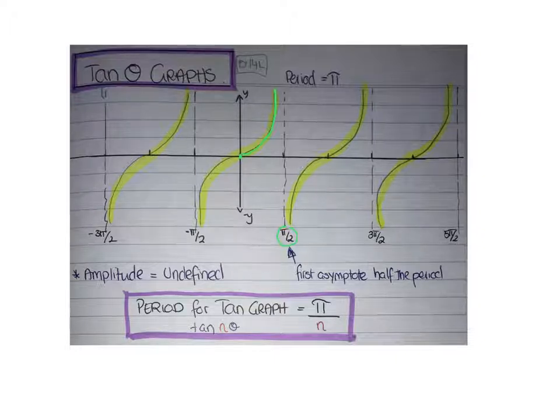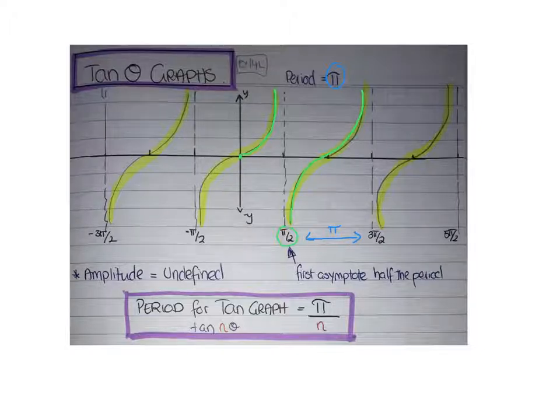So you can see that the cycle keeps repeating, but if you note, it only takes pi to complete a complete cycle. So that's pi in there. So the period of a tan graph is actually pi. So for a basic tan graph.